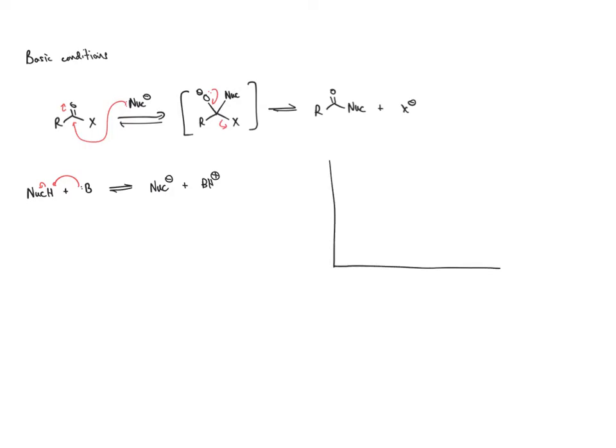If we were to look at this from a reaction coordinate diagram, we would have the original carbonyl sitting here. The tetrahedral intermediate would look like this. And depending on what your leaving group is, it may or may not be the rate determining step. So either step could be rate determining here, and this will depend on the specific nucleophile.